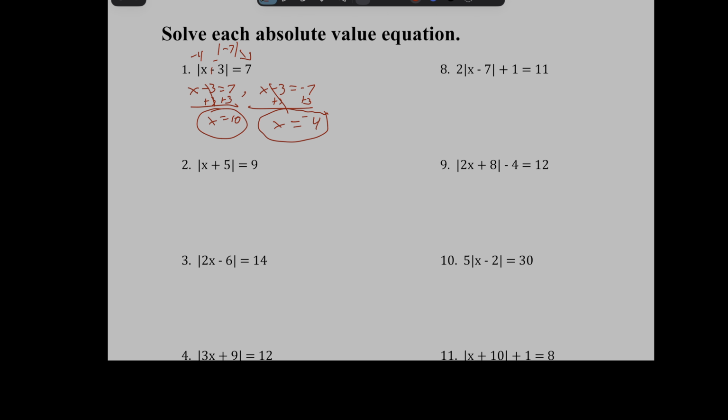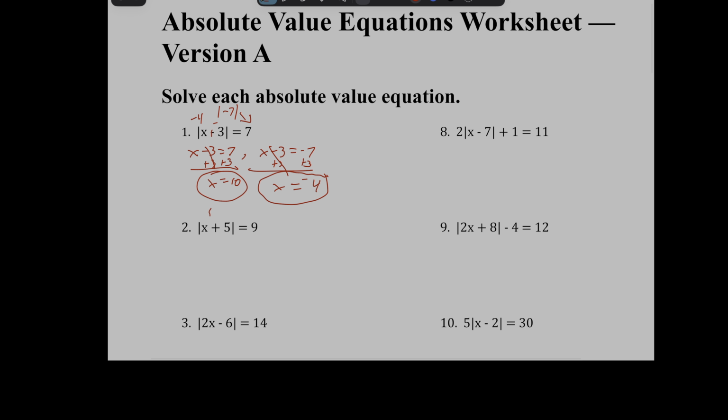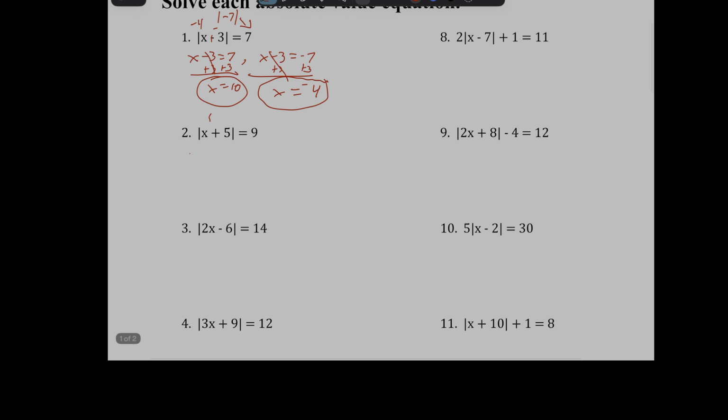Okay, so now if I go to number 2, I'm going to get x plus 5 equals 9, and x plus 5 equals negative 9. Now I'm going to subtract 5 from this one. I'm going to get x equals 4. And on this one, I'm going to subtract 5. And look at that. Add a line, change the sign. Signs are the same, so I add them and keep the sign. And there you go. I have 2 different answers.